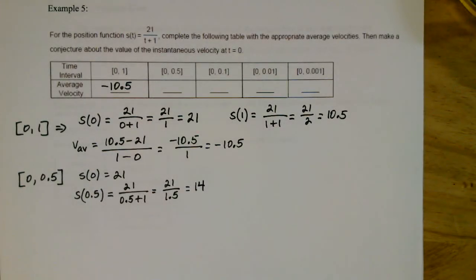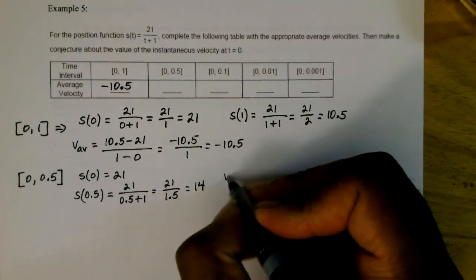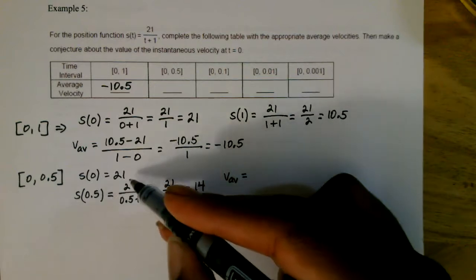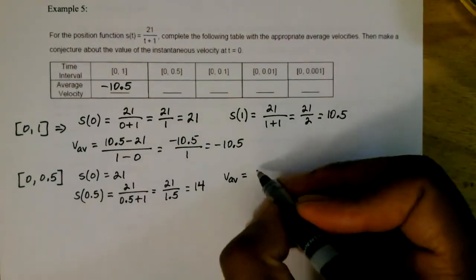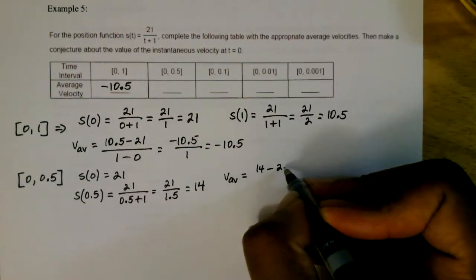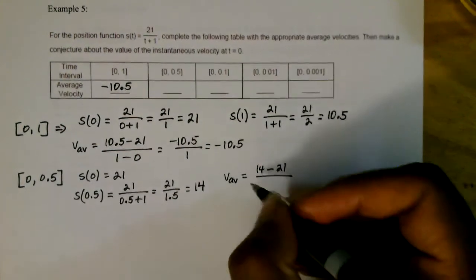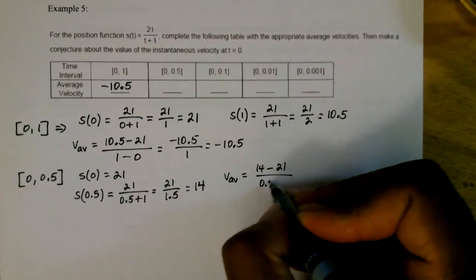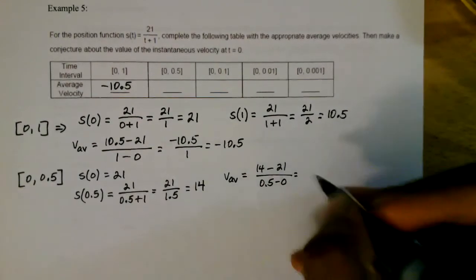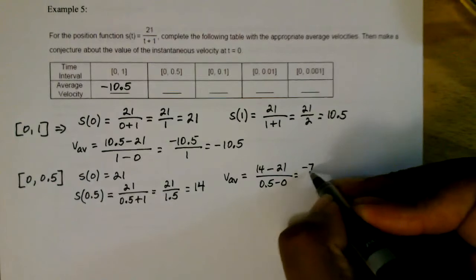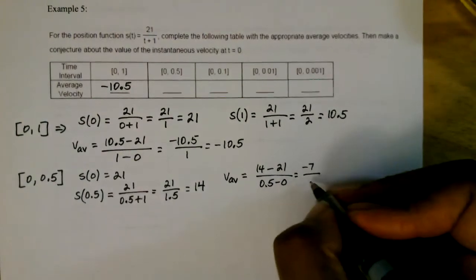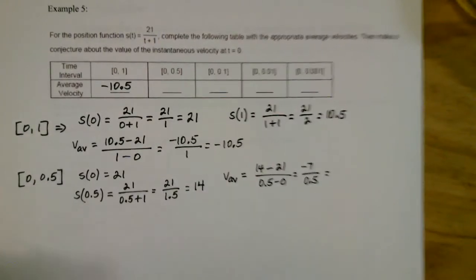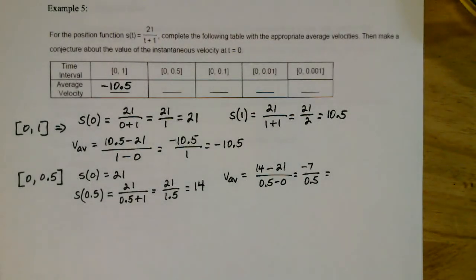And now we can find the average velocity. I'll write that off to the right. This will be S of 0.5 minus S of 0, 14 minus 21 divided by 0.5 minus 0. 14 minus 21 is negative 7. 0.5 minus 0 is 0.5. So negative 7 divided by 0.5 would be negative 14.